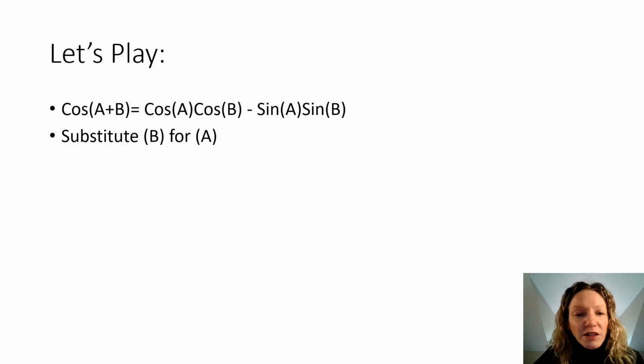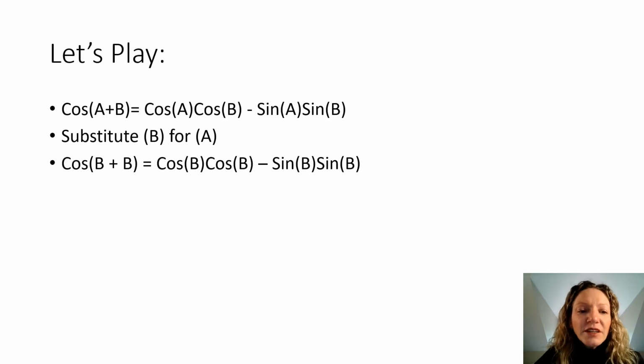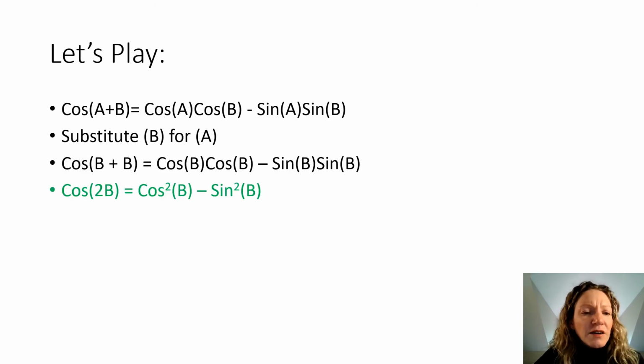All right, so let them play around. Put B in for A. You get cosine B plus B. We're going to get cos 2B, the double angle, is cos squared B minus sine squared B.